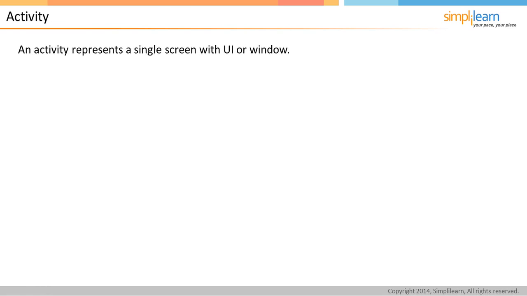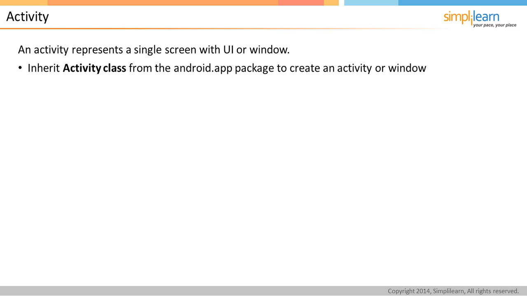What is an activity and why do we use it? An activity represents a single screen with UI or window. To create an activity or window, inherit activity class from the Android.app package. Activity class creates a window in which UI can be placed with the method setContentView. While activities are often presented as full-screen windows, they can also be used as floating windows or embedded inside another activity. The onCreate bundle is where you initialize your activity.